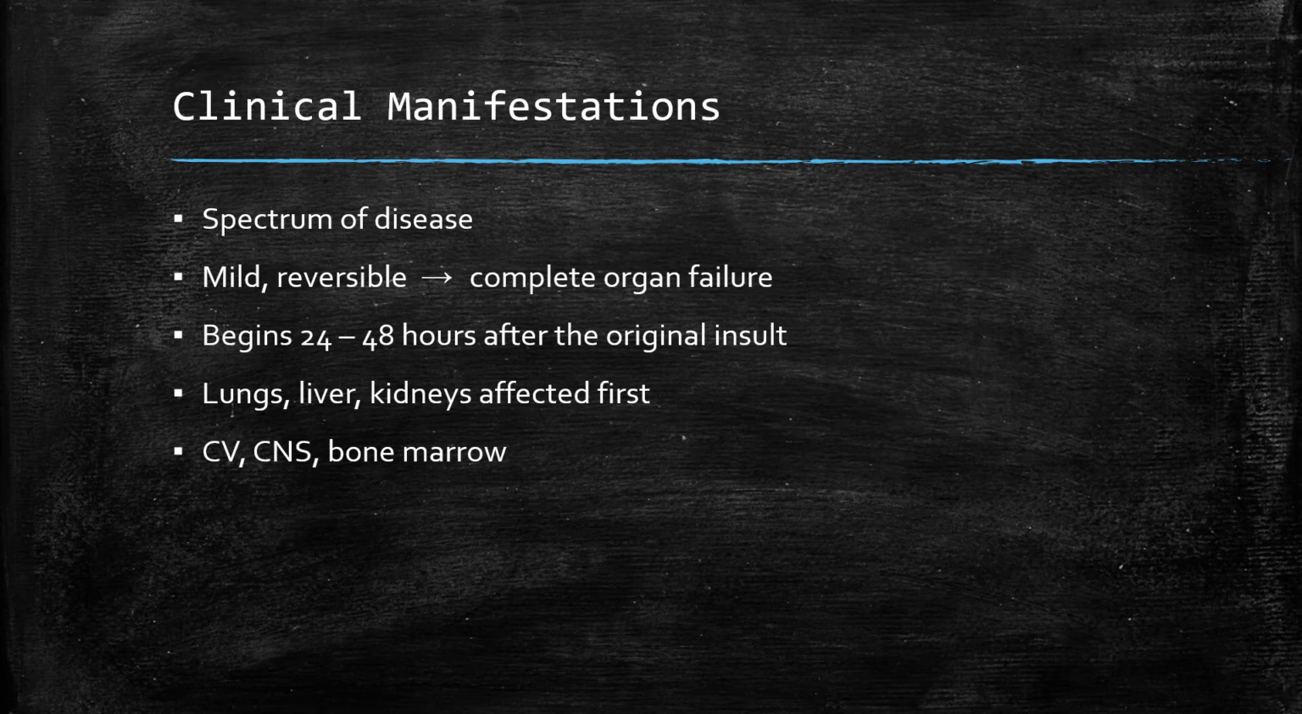Multiple organ dysfunction syndrome can present as a spectrum of disease. Some patients will have a mild and reversible course, but most others will progress to complete organ failure. In general, this syndrome begins 24 to 48 hours after the original insult. The lungs, the liver, and the kidneys are usually affected first, with the cardiovascular system, brain, and bone marrow affected last.